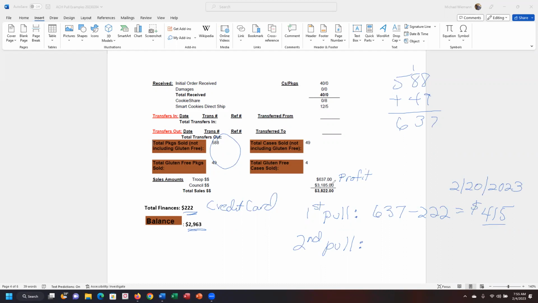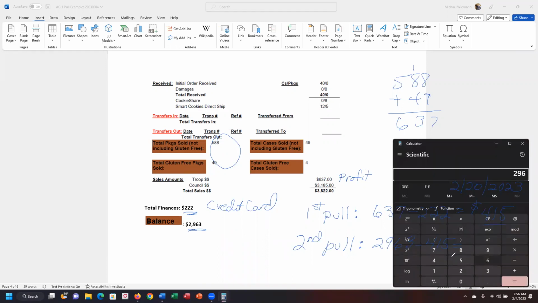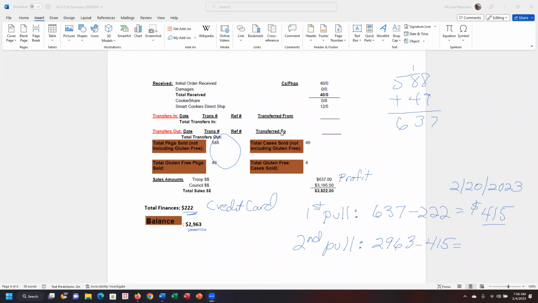So council was owed 3180. Actually, if we take the 2,963 minus the 415, 2,963 minus the initial pull of the 415, you're going to get 2,963 minus 415 is going to be $2,548. Let me write that down. Here we go.